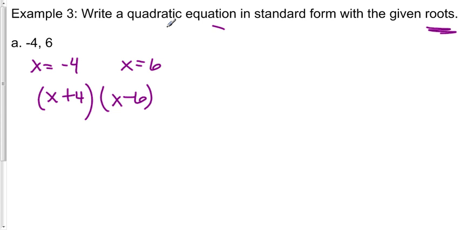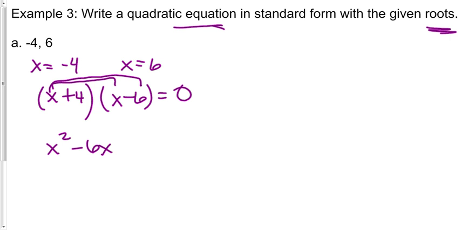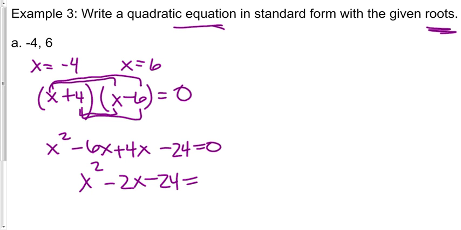Now, we want a quadratic equation. So I'm going to set this equal to 0, and I need to FOIL now to get back to the original equation. So x times x is x squared. X times negative 6 is minus 6x. 4 times x is positive 4x. And 4 times negative 6 is negative 24. Okay, so if negative 4 and 6 are the two solutions here, what was the equation? Well, it had to have been x squared minus 2x minus 24 equals 0. So you're kind of working backwards with these examples.